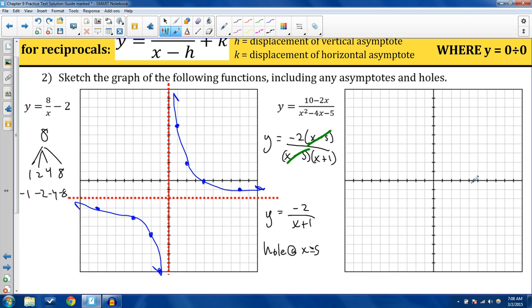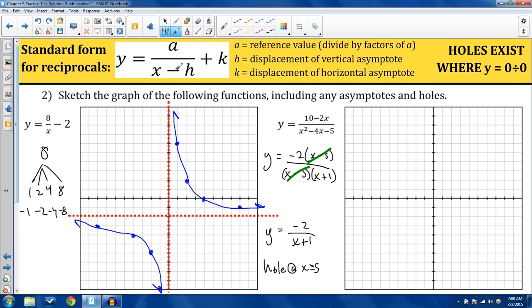But at what point does this graph jump is the question. But let's go ahead and graph based on this form right here. We know that our h value is -1. Remember, it's x minus h. So our h value is -1. We're going to be 1 to the left here. And then there's no vertical displacement, so we're going to be right across from there.